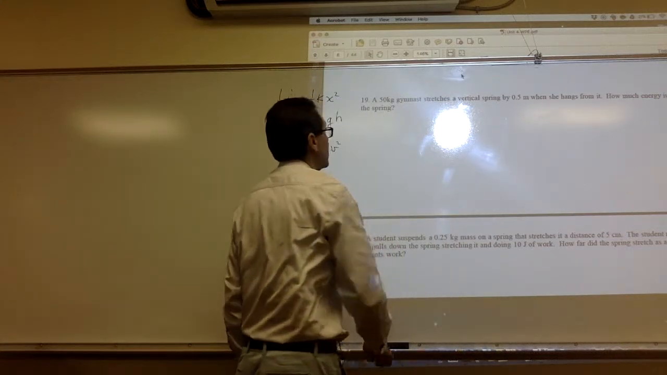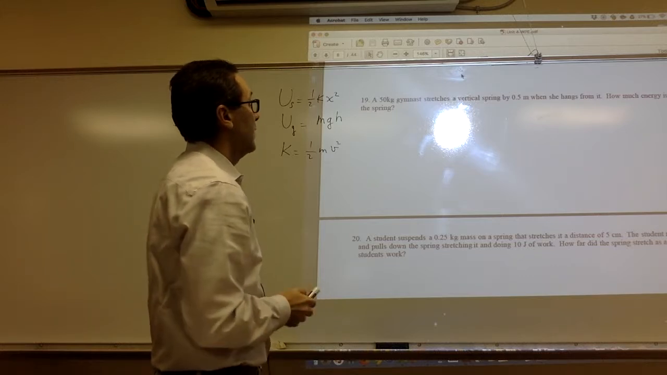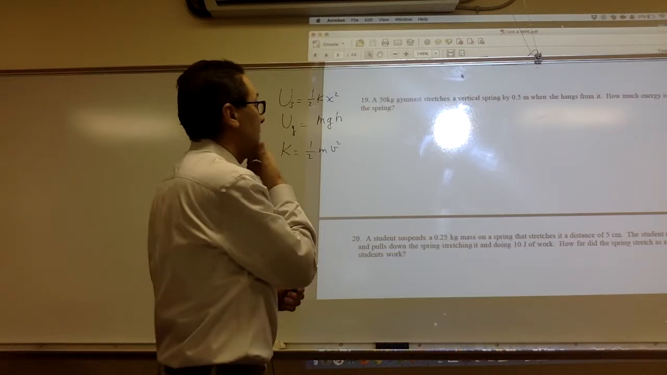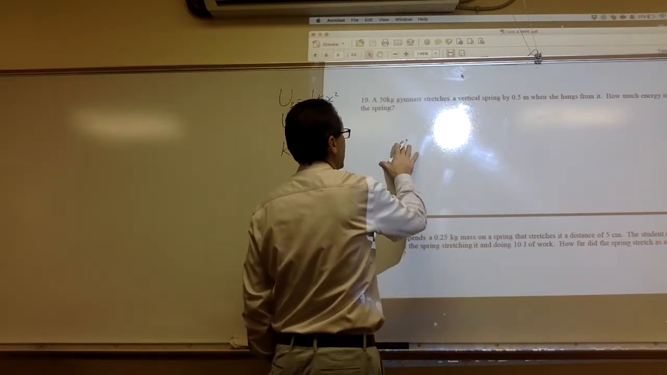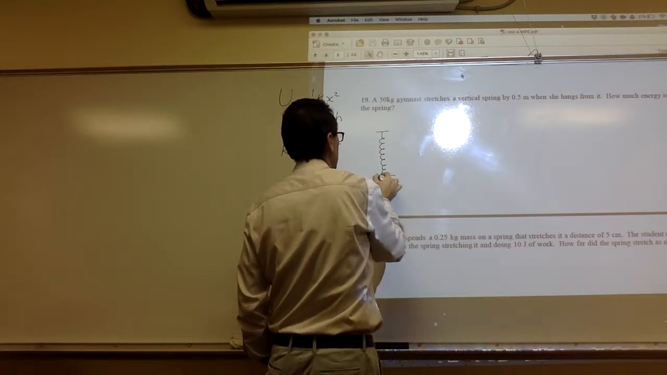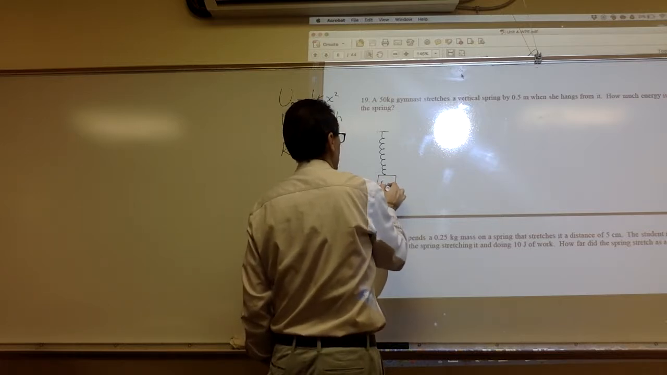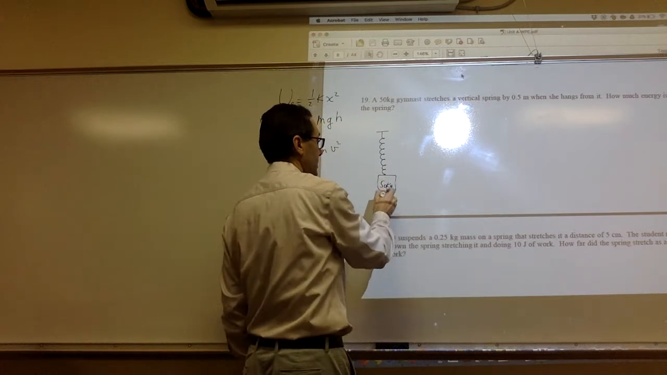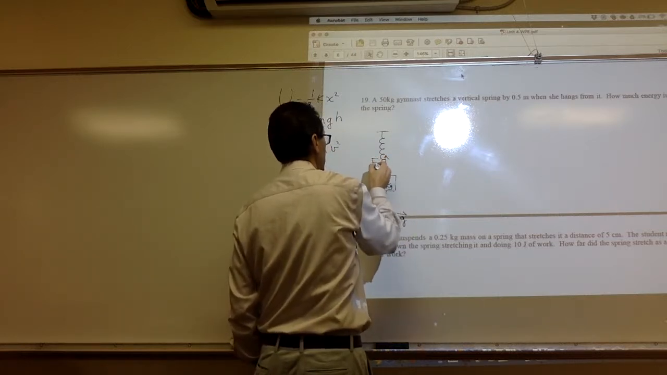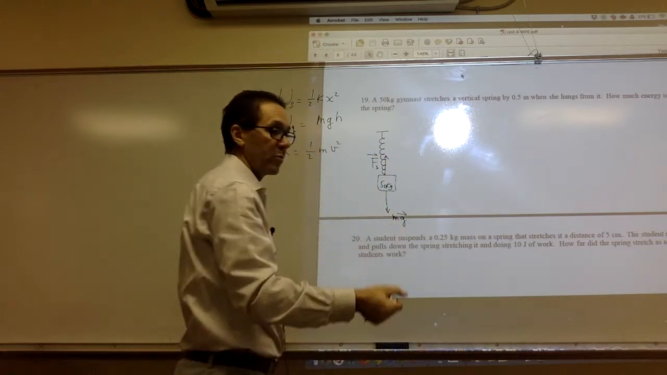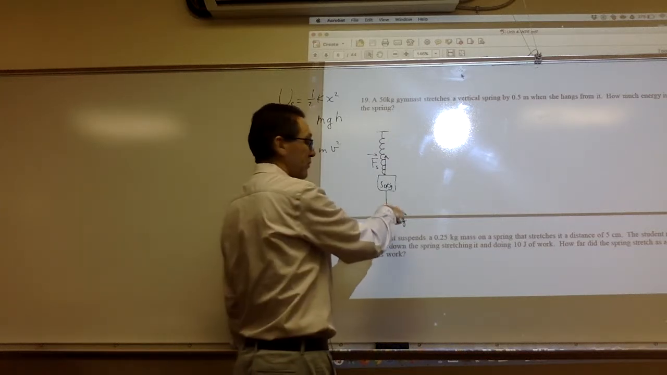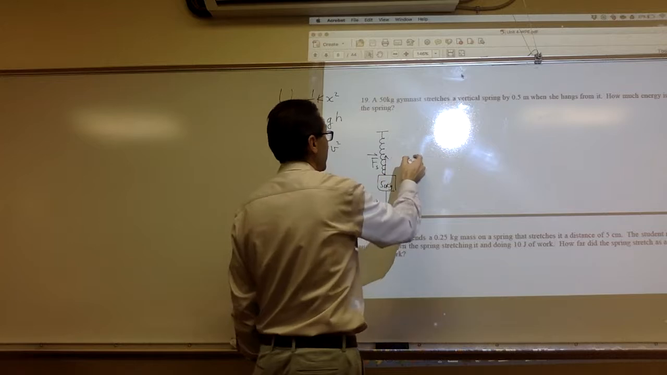A 50-kilogram gymnast stretches a vertical spring by 1/2 meter when she hangs from it. How much energy is stored in the spring? Now we don't have the k, but I think we can find it. When this person, I'm just going to draw it as a box, is hanging from it at rest, the forces acting on it should be equal. So this is the force of the spring pulling back, wanting to go back to its unstretched shape, and this is the force of gravity pulling the person down. So those two have to be equal.